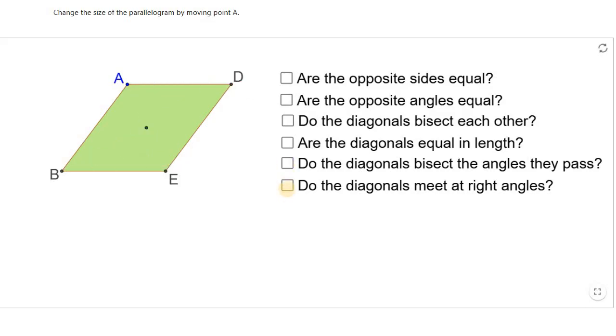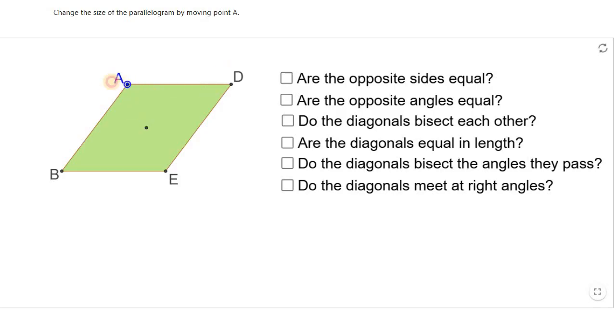Next one and the last, do the diagonals meet at right angles? No. That's what I said. No, they are not intersecting at a right angle. Just about right, but it's not, obviously. So yes, all three last properties are incorrect over here. So I hope you have understood this whole thing. This is the parallelogram, one of the quadrilaterals.